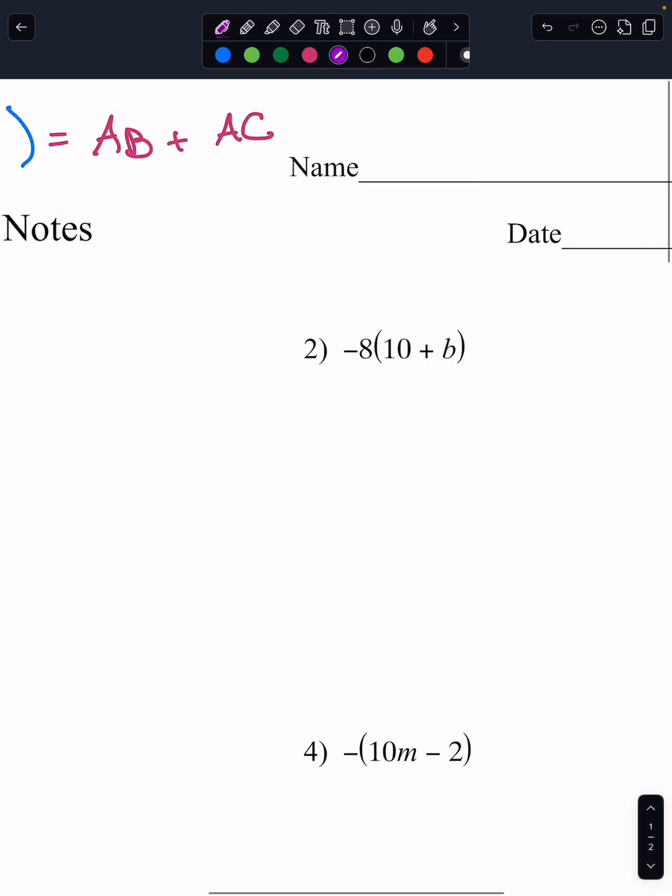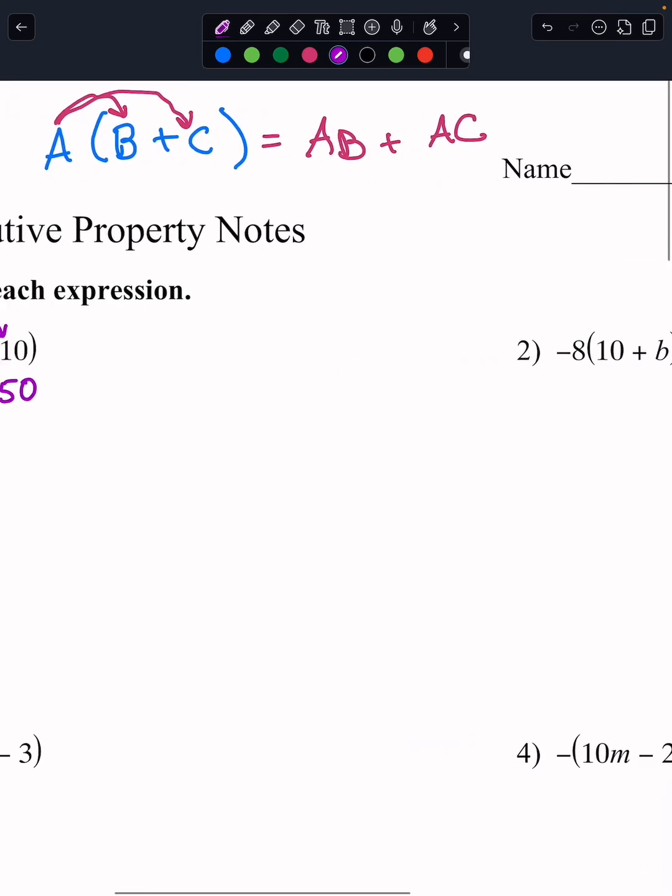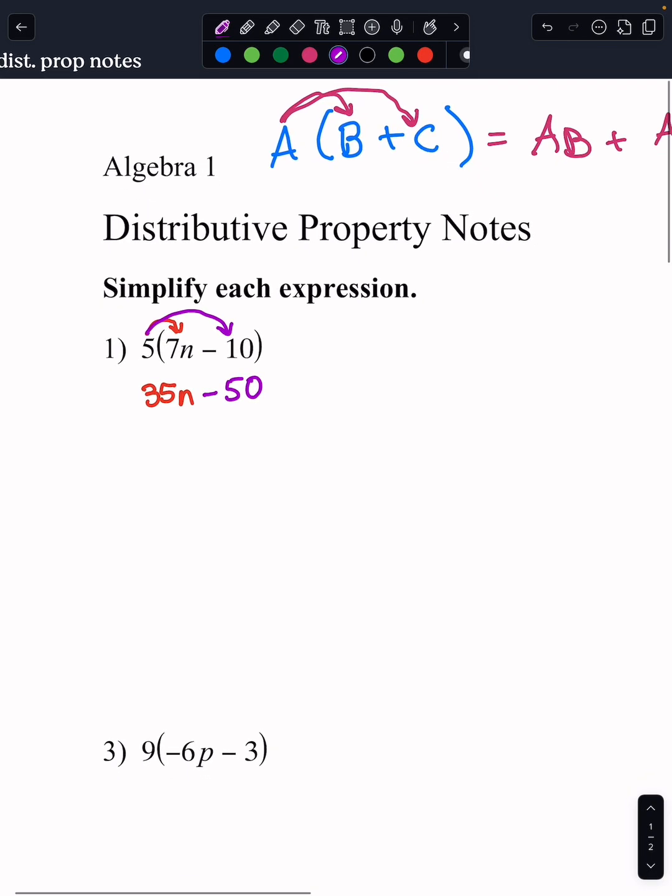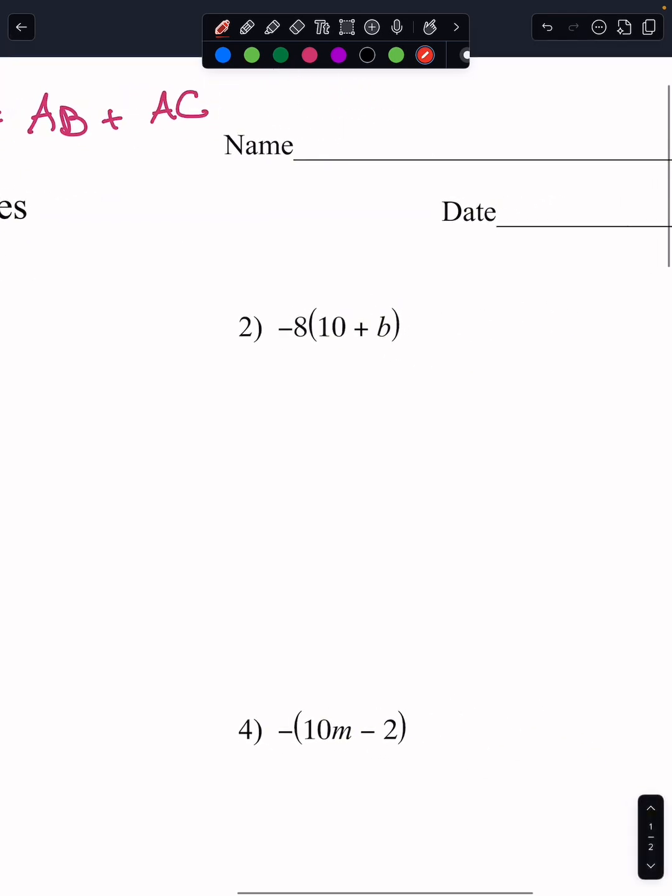Okay? Let's do number 2. We got some negatives right here. Also, for me, even though your answer key might show different, I want your term with your variable first. Let's say I want my number with my variable, and then just my variable at the back. So similar to how I did number 1, let's look at number 2. I got to do negative 8 times 10. That's going to give me negative 80.